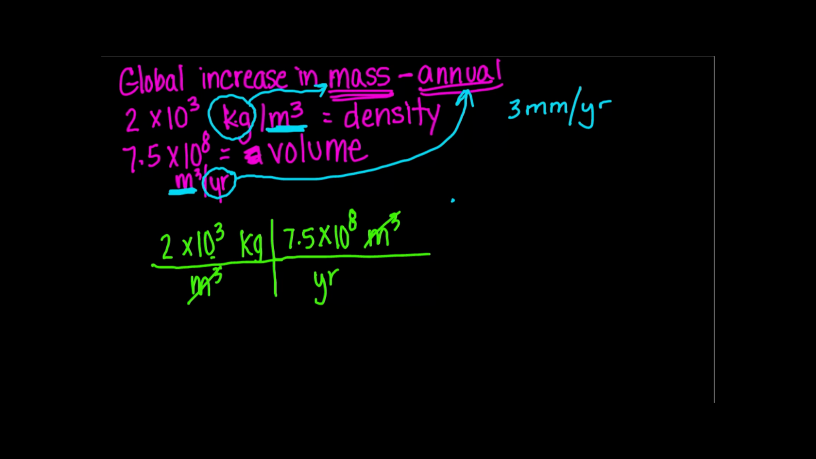So this number is actually 2,000. Just because I'm using the calculator on my phone. I wouldn't recommend that for you, but it's just what I've got with me today. And we'll get 1.5 times 10 to the 12, and our units will be kilograms per year. Okay.